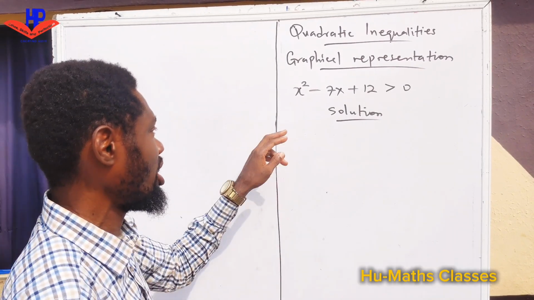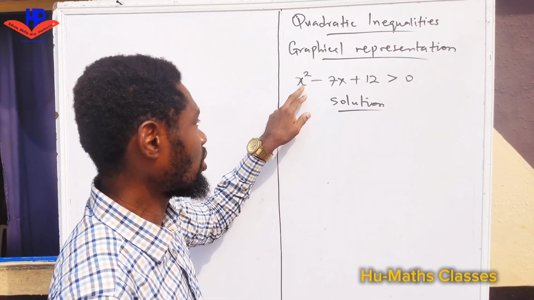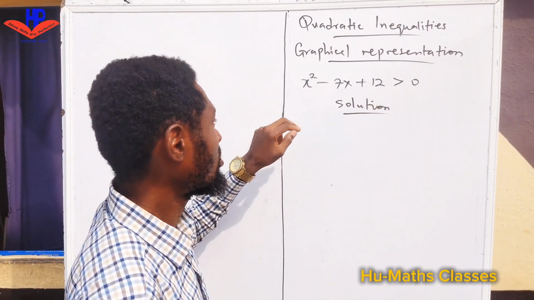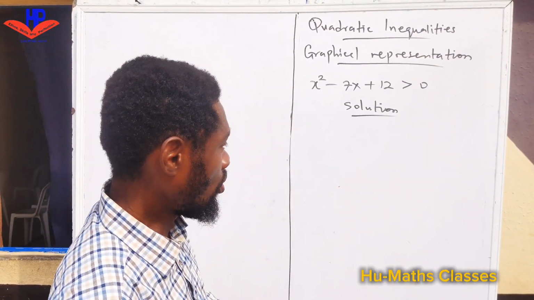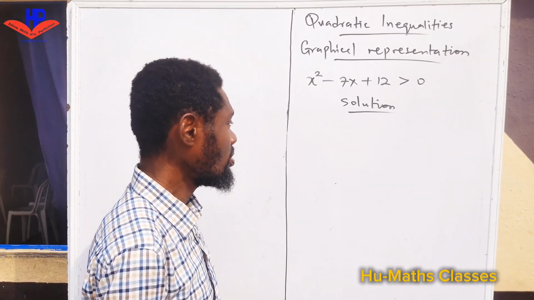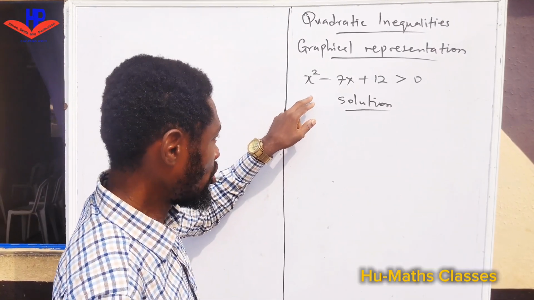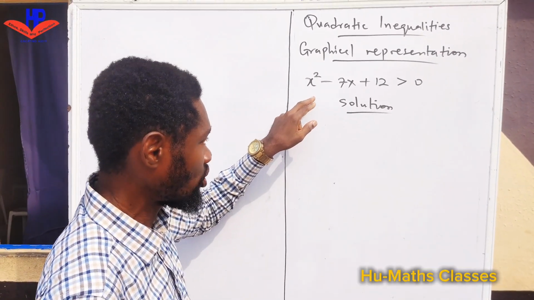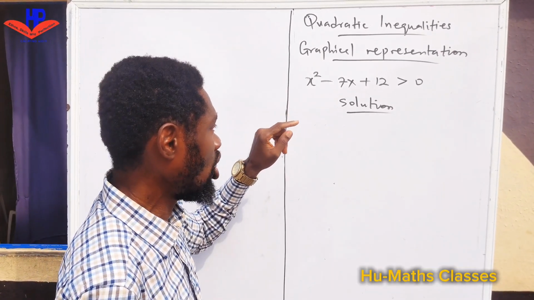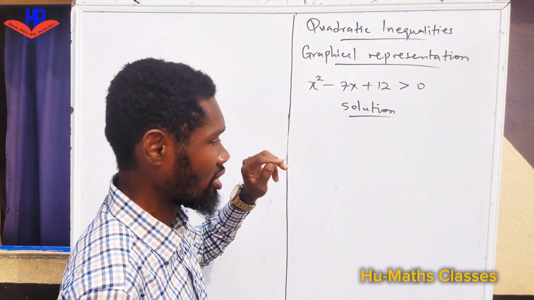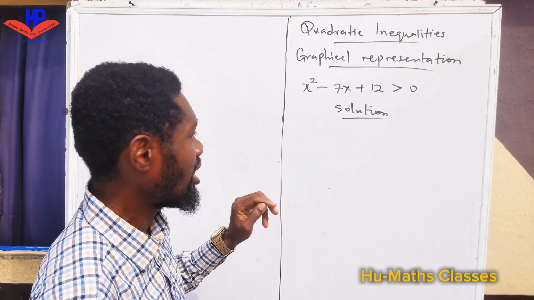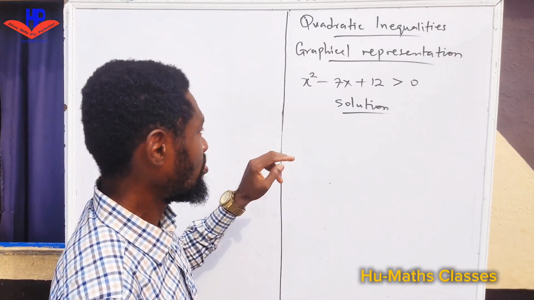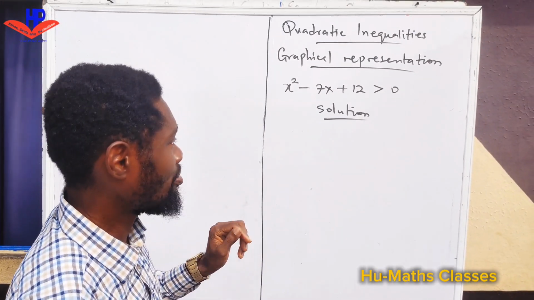You look for two terms that, after multiplying the first term and the last term, give us 12x raised to power 2. You look for two factors that, if you multiply them, you get 12x raised to power 2, and if you add them up, you get minus 7x. Those two factors are minus 4x and minus 3x.